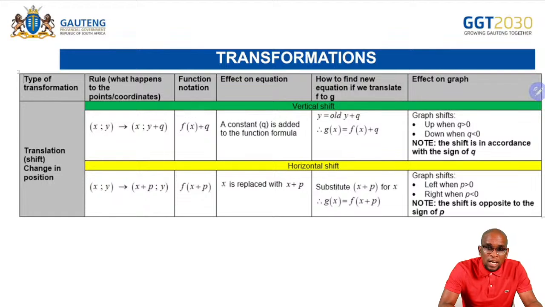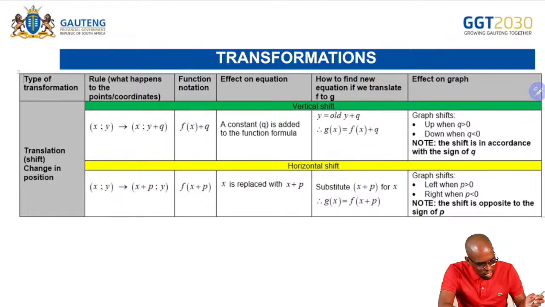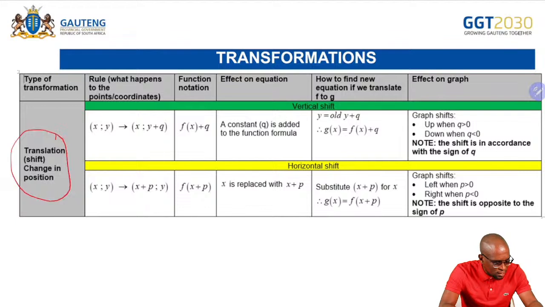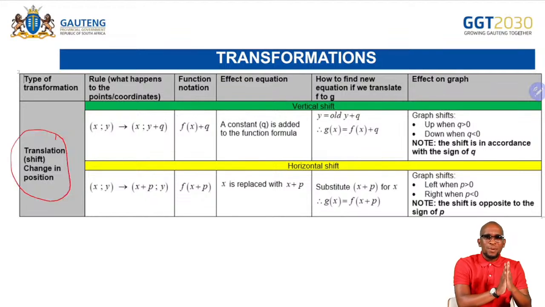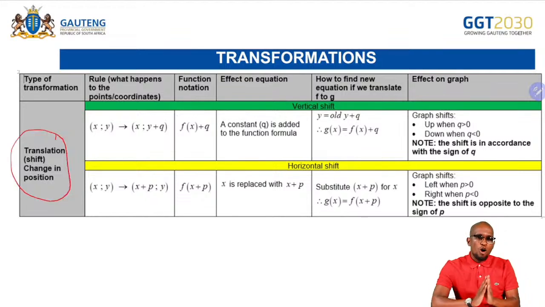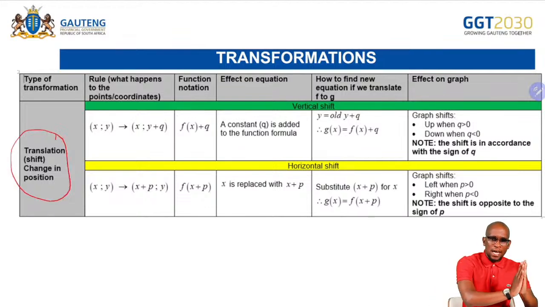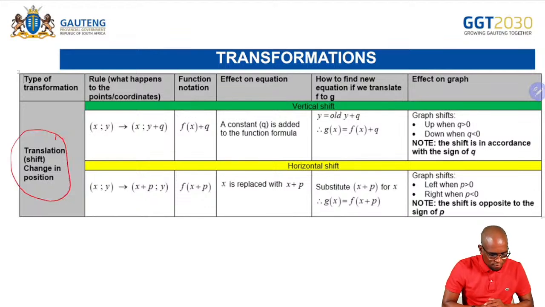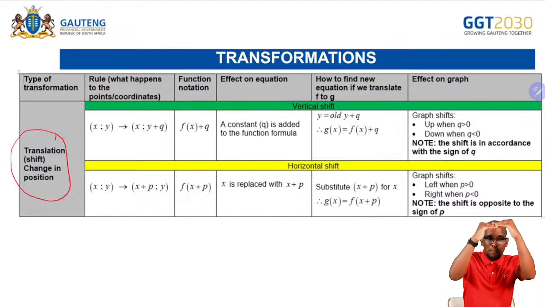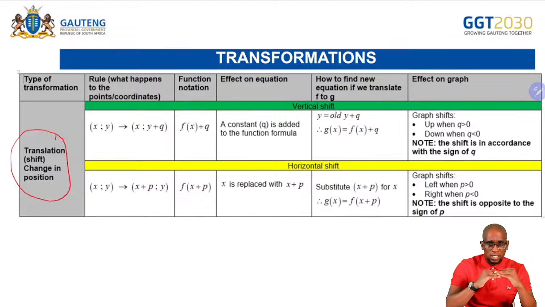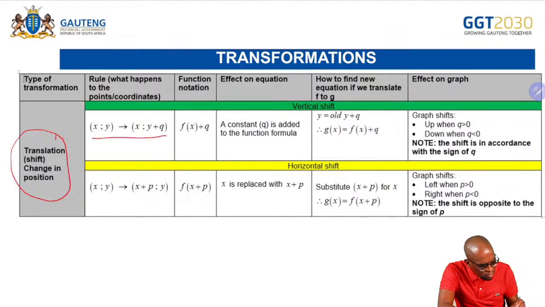Now in the table there, I've summarized the transformations. First things first, I've looked at the translation that will involve horizontal movement, moving the graph from right to left or from left to right. That would be the horizontal translation. You can also have the vertical translation, moving the graph vertically up or vertically down. Very, very important.